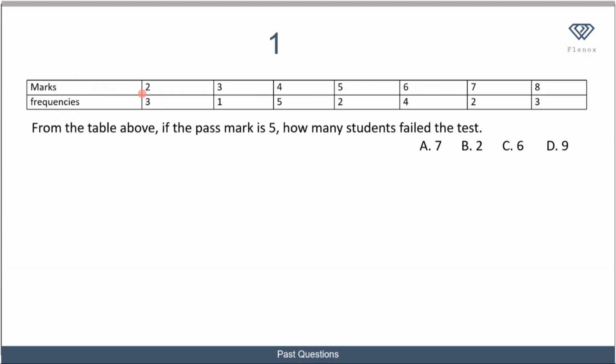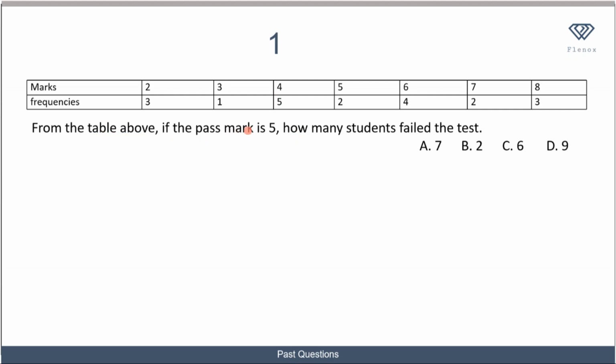We are given the marks and the frequencies. So for the mark of 2, 3 students got a mark of 2. 1 student got a mark of 3. 5 students got a mark of 4. 2 students got a mark of 5. 4 students got a mark of 6. 2 students got a mark of 7. And 3 students got a mark of 8.